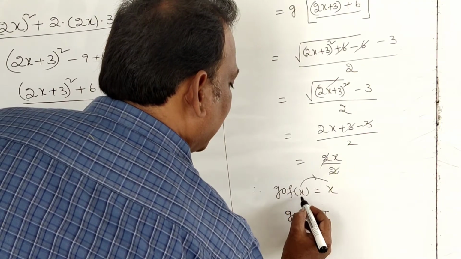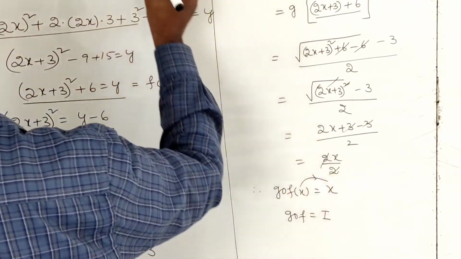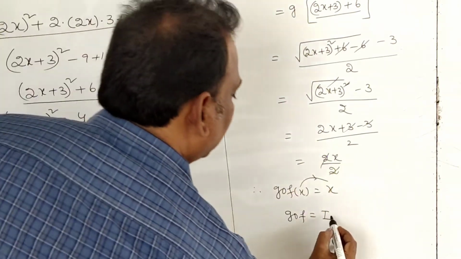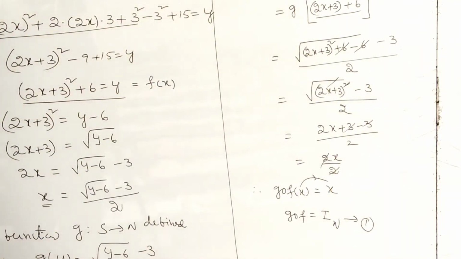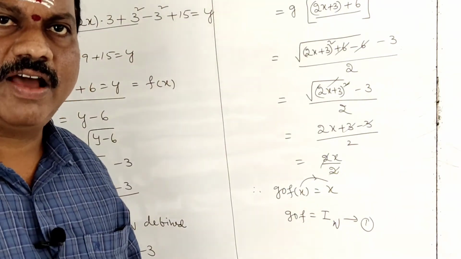What is f input domain? What is f domain here? N. So you are going to write it is N, that is equation 1. So we completed g circle f, students. Now f circle g.